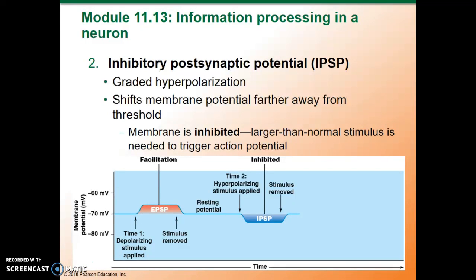On the other hand, the inhibitory postsynaptic potential, IPSP, is a graded hyperpolarization. So it shifts the membrane away from the threshold. The membrane is inhibited. So you would need greater than a normal stimulus to trigger the action potential.